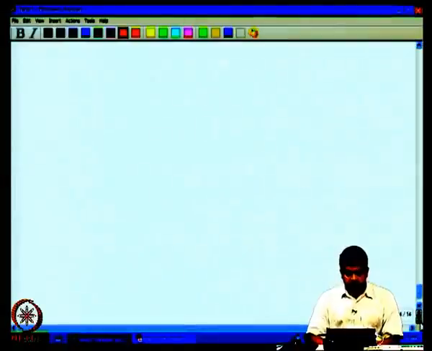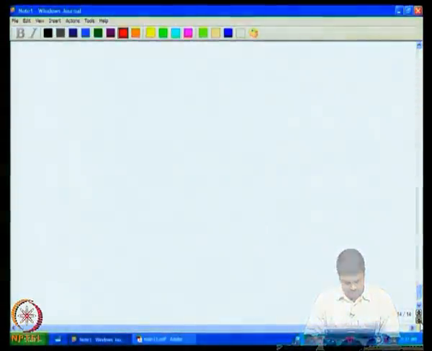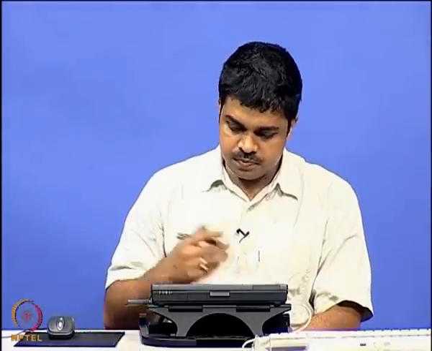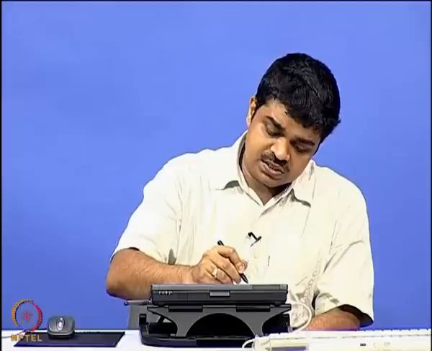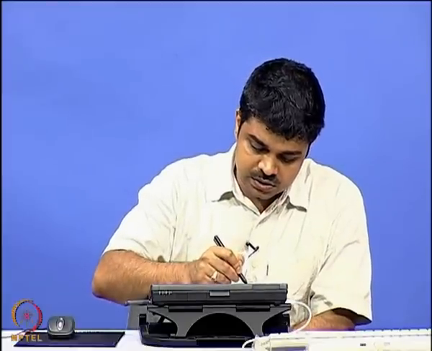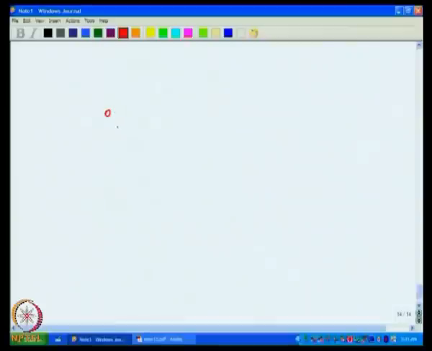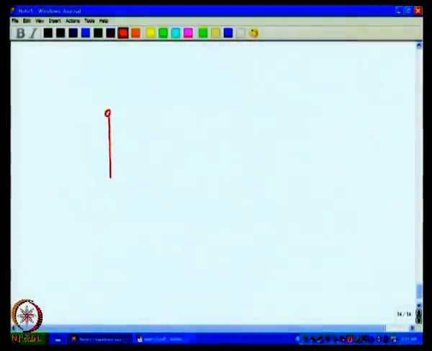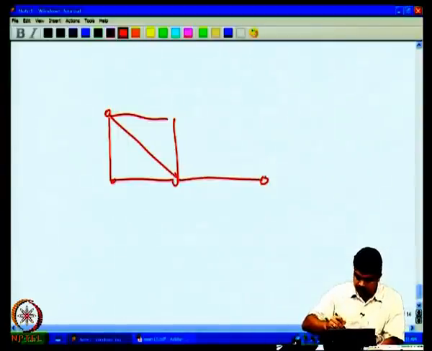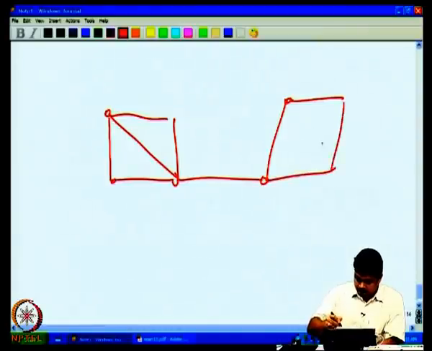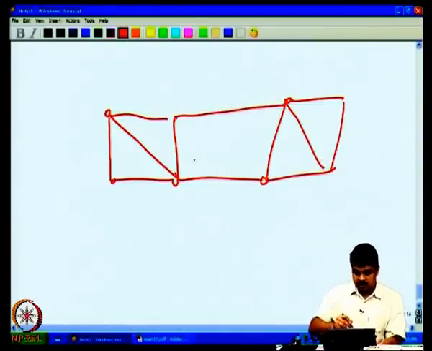So the next question I am considering is, how do we come up with a coloring for the graph? What would be an easy way to color the graph? So suppose let us take this graph. Maybe we were looking at the Petersen graph, or maybe this graph. So I am just drawing a graph. So I want to color this graph.